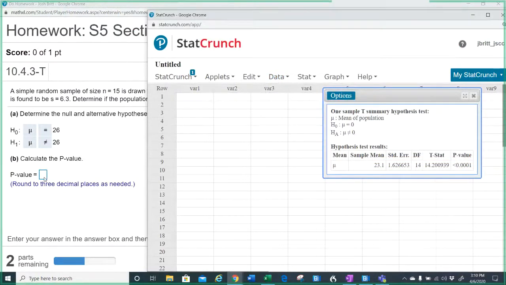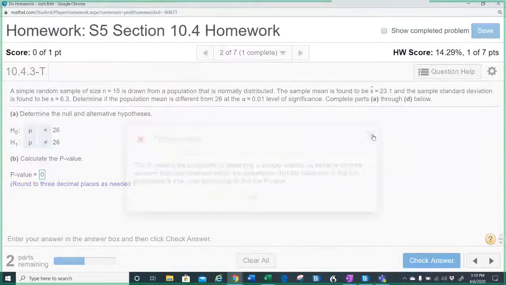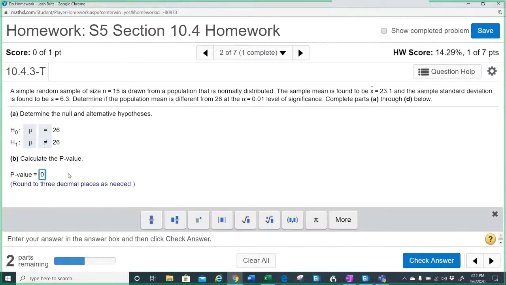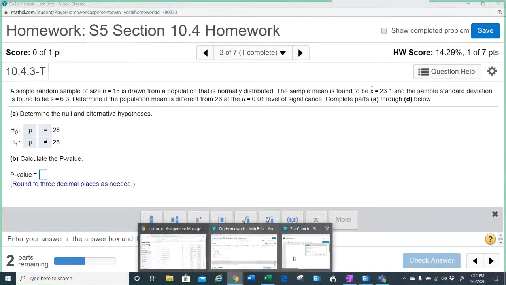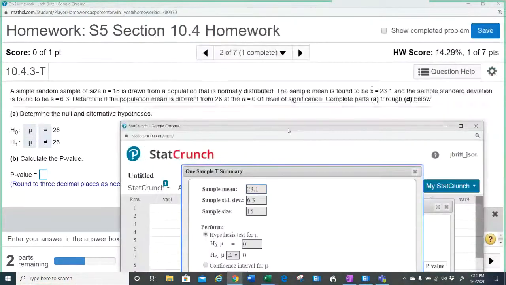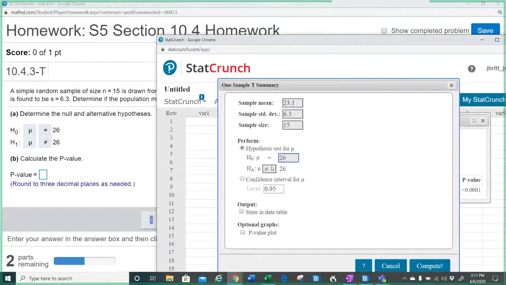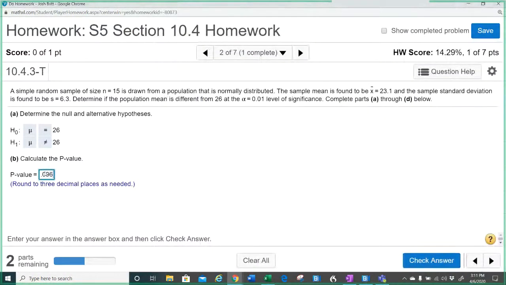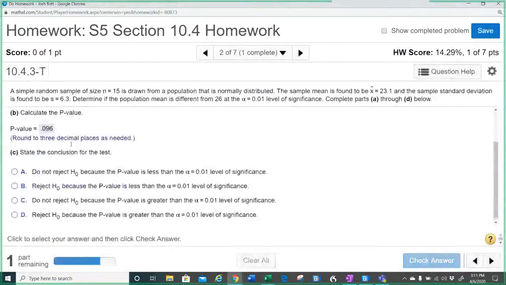P-value is small, 0. Oh, gotta do the hypothesis test. Make sure we got the mean right. 23.1, and then we've got 26 here, and not equal to 26. All right, p-value is 0.096. And that is greater than alpha. So do not reject, p-value is greater than alpha.